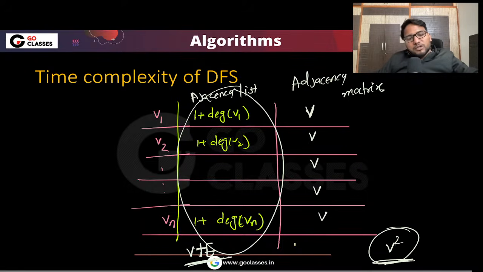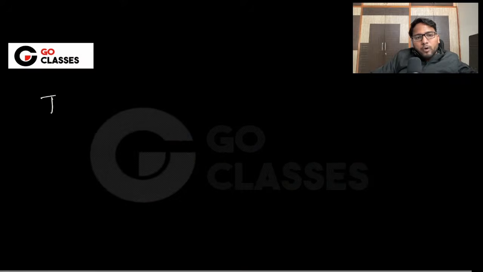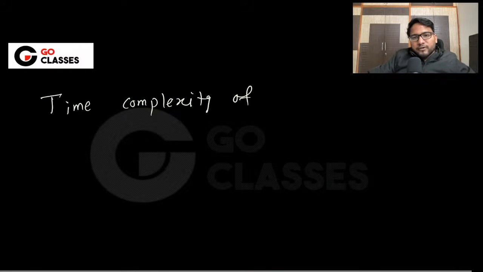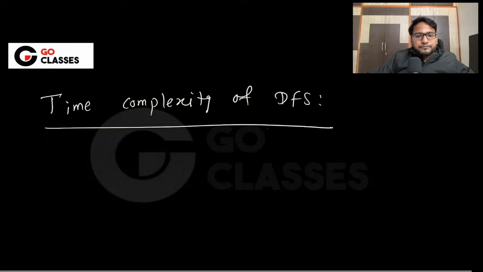So what is the time complexity of DFS? Can you tell me? Just let me know. In case of adjacency list, what is the time complexity? In case of adjacency matrix, what is the time complexity? Just let me know.